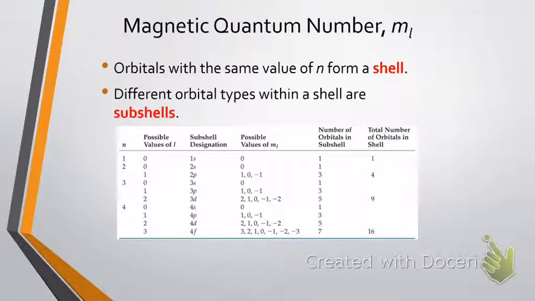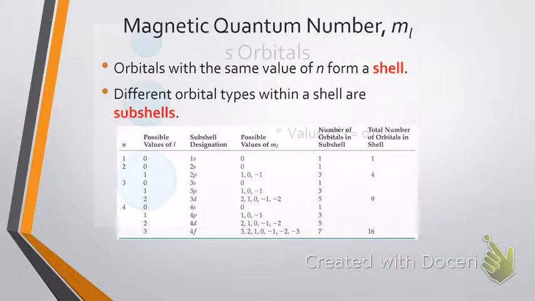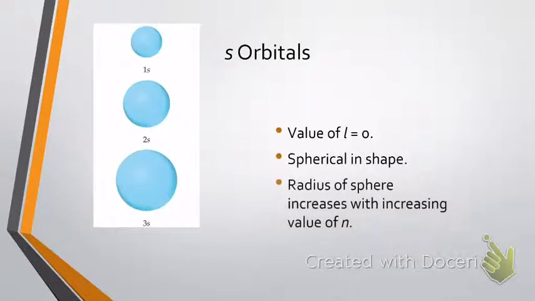And so this table here, please don't memorize it, but just recognize that you should be able to determine these values just knowing that, for example, n has to be greater than or equal to 0, L has to be between n minus 1 and 0, and m sub L has to be between negative L and positive L values. So let's look at some of these examples in greater detail.